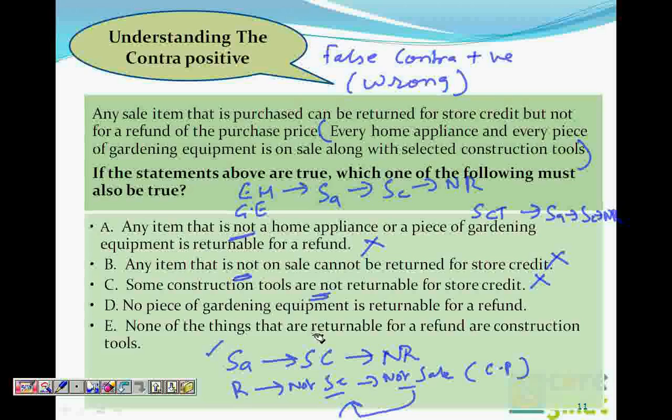So choice D says no piece of gardening equipment is returnable for refund. If it is returnable for refund, then it is not a gardening equipment, right? So that means I can keep this choice? Yes, as of now, yes.